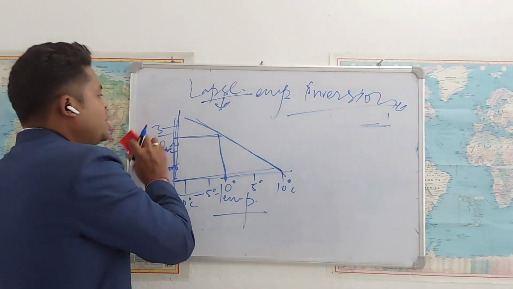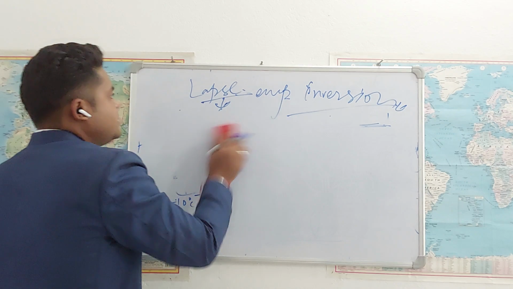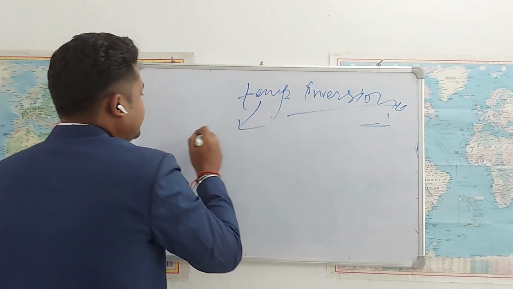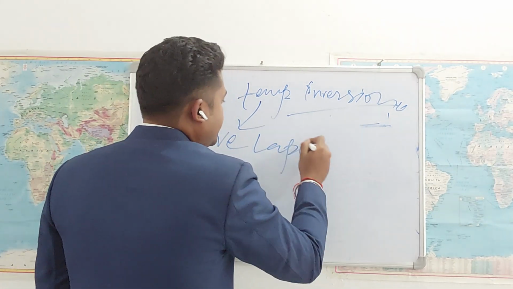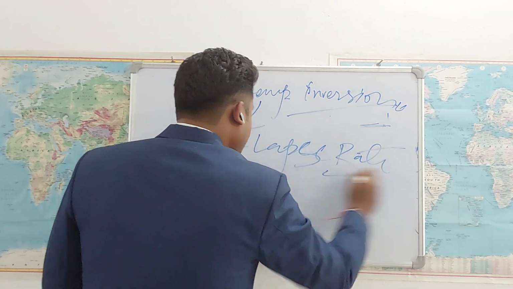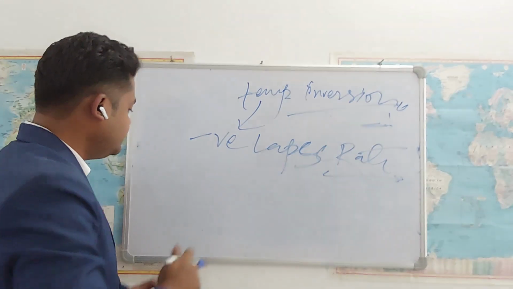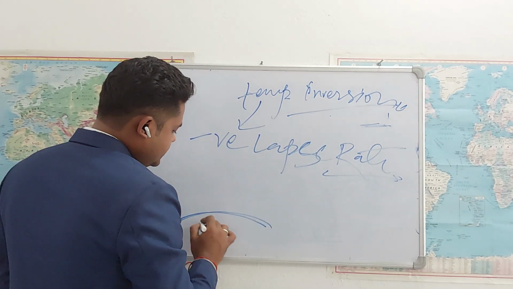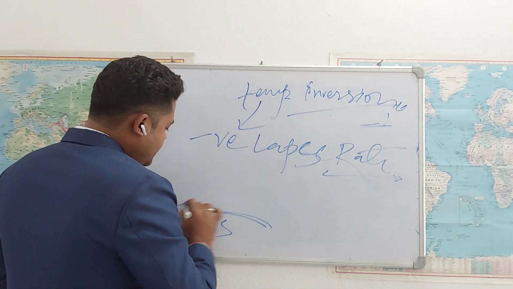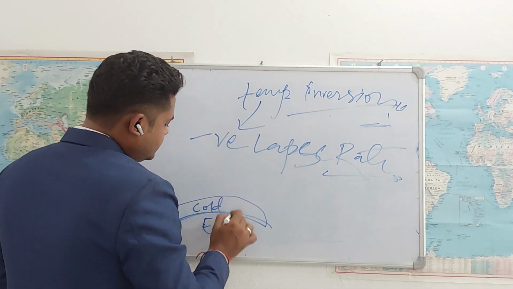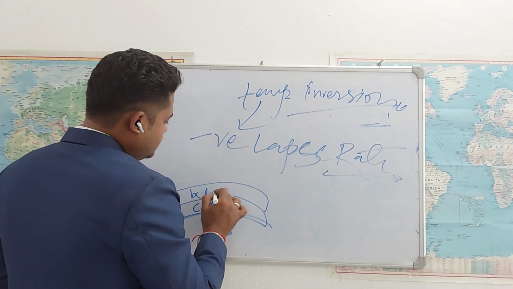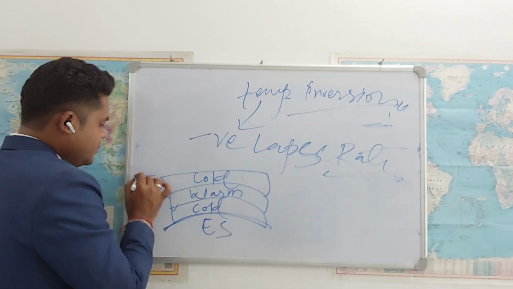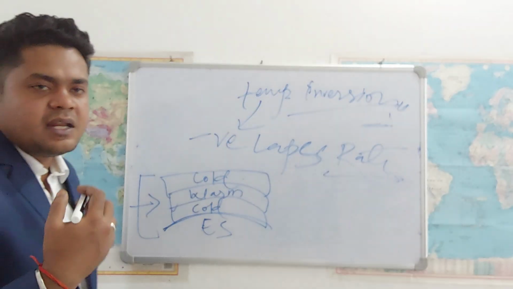But in temperature inversion, what happens? This temperature inversion is also known as negative lapse rate. So what happens in this temperature inversion? See, this is your earth surface. There will be a blanket of cold, then warm, then cold. This is your case of typical temperature inversion.